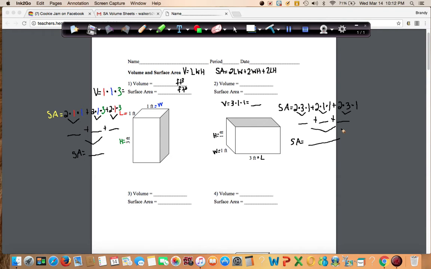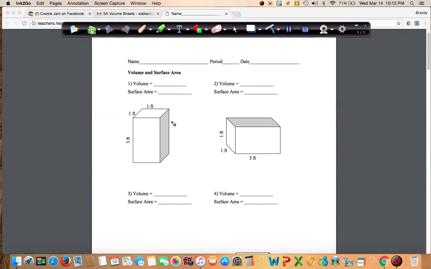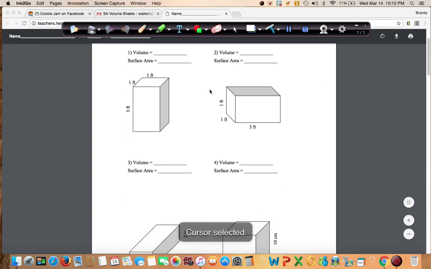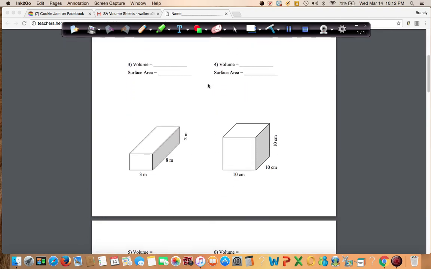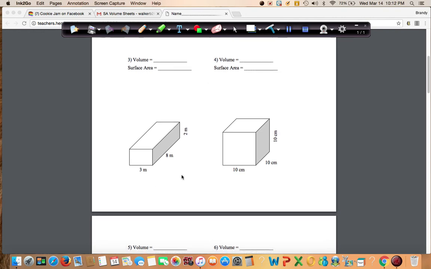Okay, now I'm going to remove all this writing to be able to do 3 and 4. So make sure you pause the video if you need to and write this down. Alright, let's move on to 3 and 4. So if we scroll down here, okay, we have 3 and 4, and now we have some different numbers, so it'll be a little better.